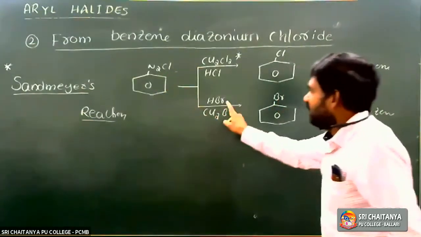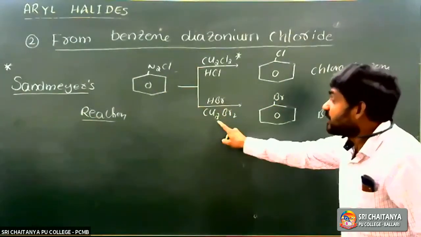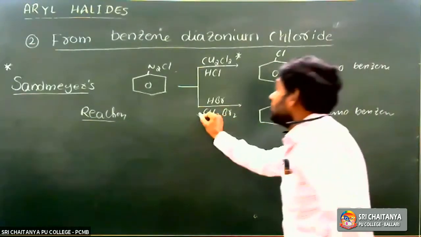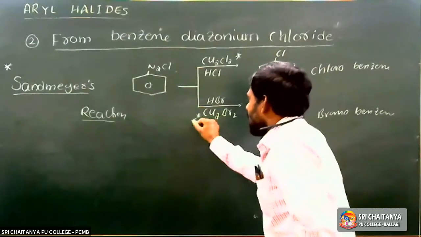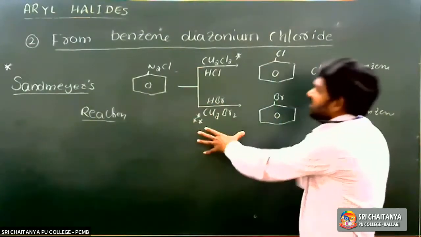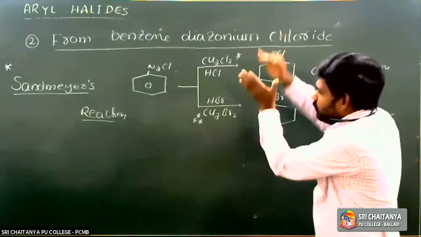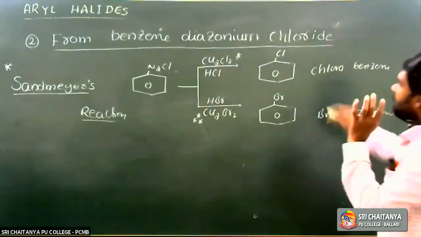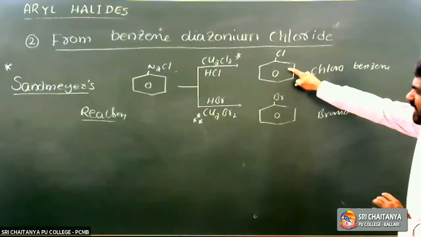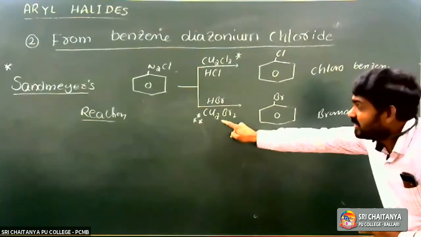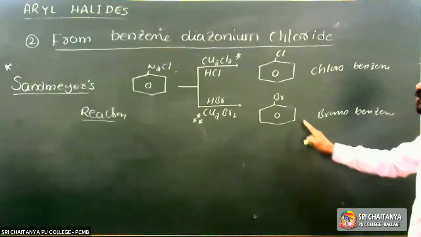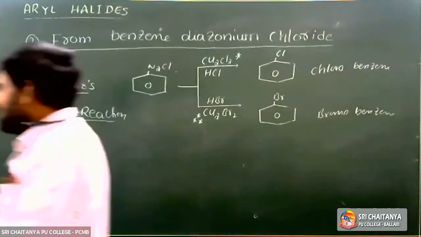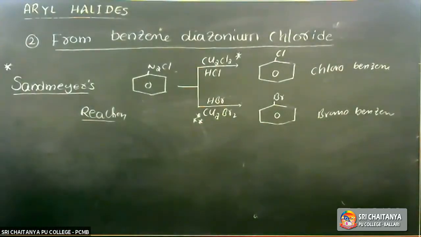Benzene diazonium chloride reacts with HBr in presence of cuprous bromide, Cu2Br2. It is the Sandmeyer reaction. If you use cuprous chloride or cuprous bromide, it is called Sandmeyer's reaction. So chlorobenzene is obtained. If you use HBr in presence of Cu2Br2, bromobenzene is obtained. So what is the name of the reaction? Sandmeyer reaction. It is a very important reaction.